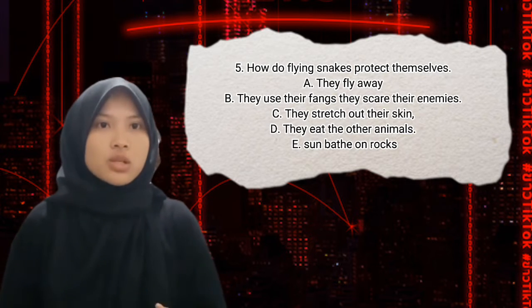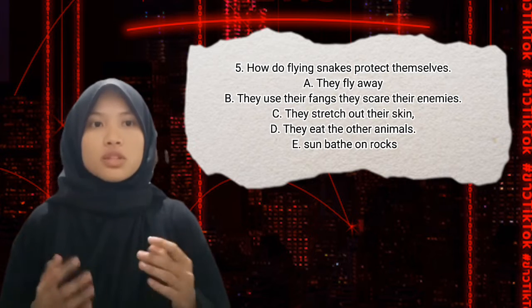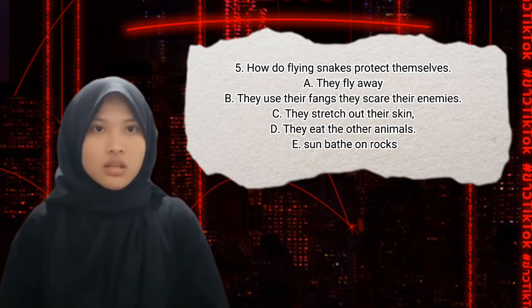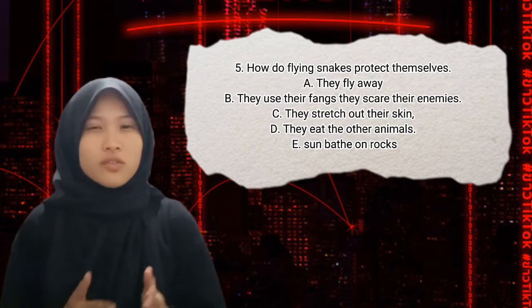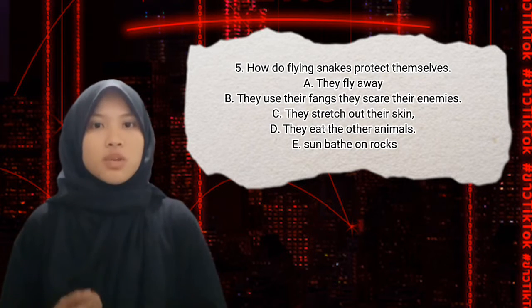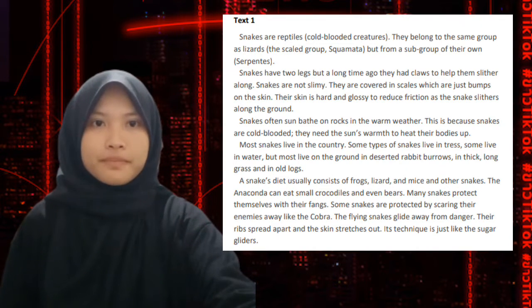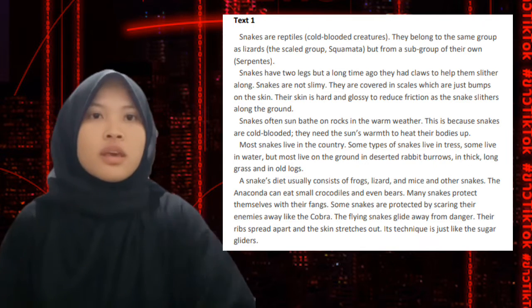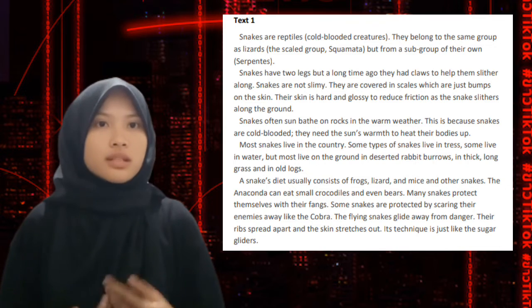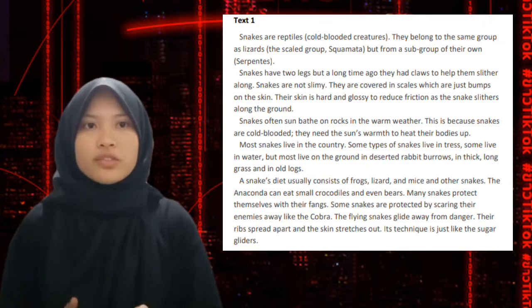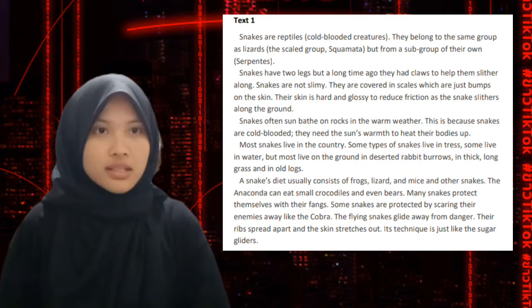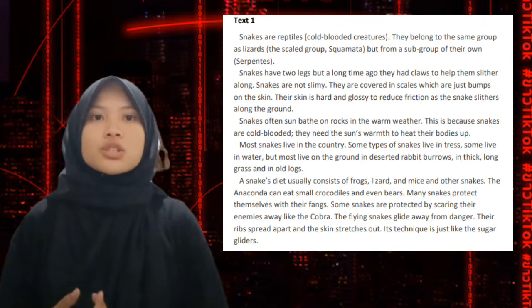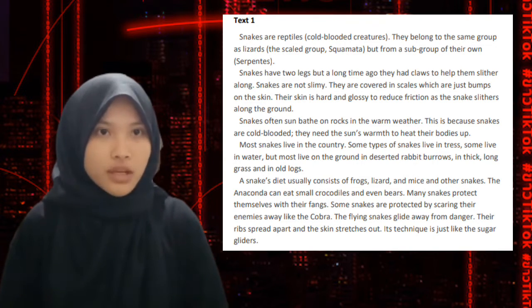This kind of question is not asking about the structure of the text or the characteristic. We need to understand the content of the text by using the skimming technique. Okay, let's see the text again. As we can see in the last paragraph of the first text, on the fourth line, it is mentioned how the flying snakes protect themselves.